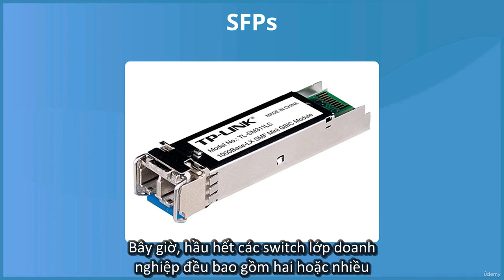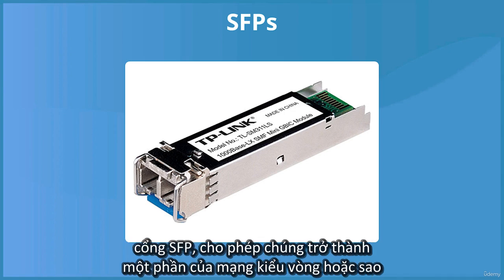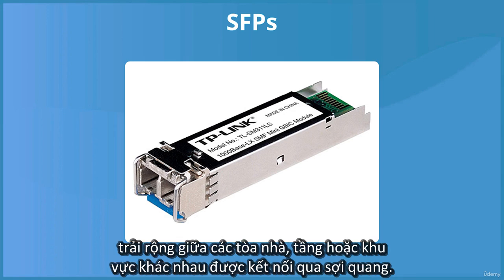Now, almost all enterprise-class switches include 2 or even more SFP ports, enabling them to become part of a ring or star-based network topology, spread among different buildings, floors, or areas, connected via fiber optic. Okay?